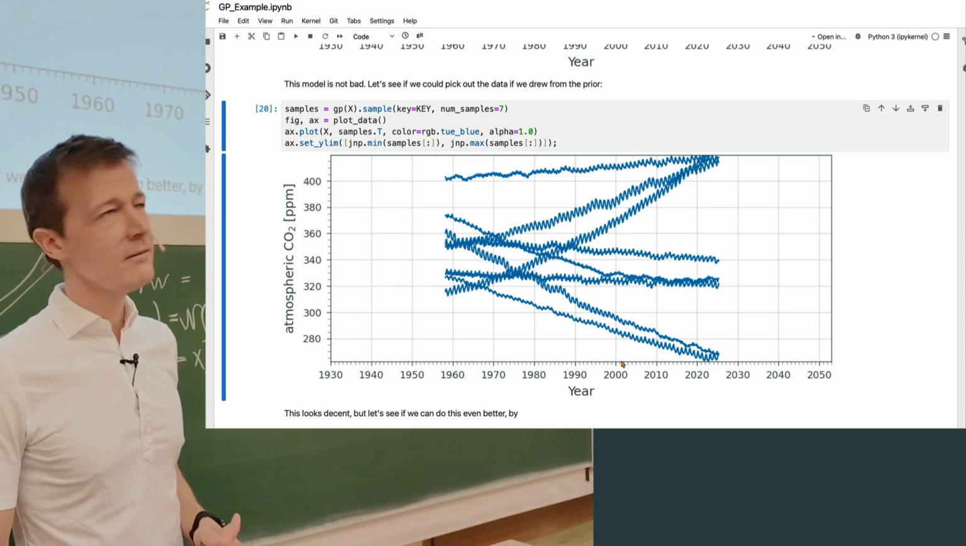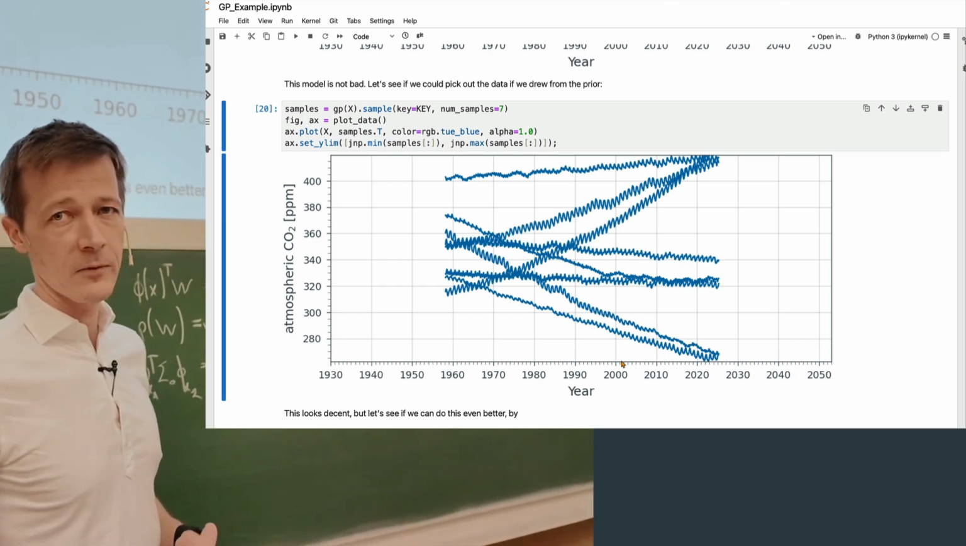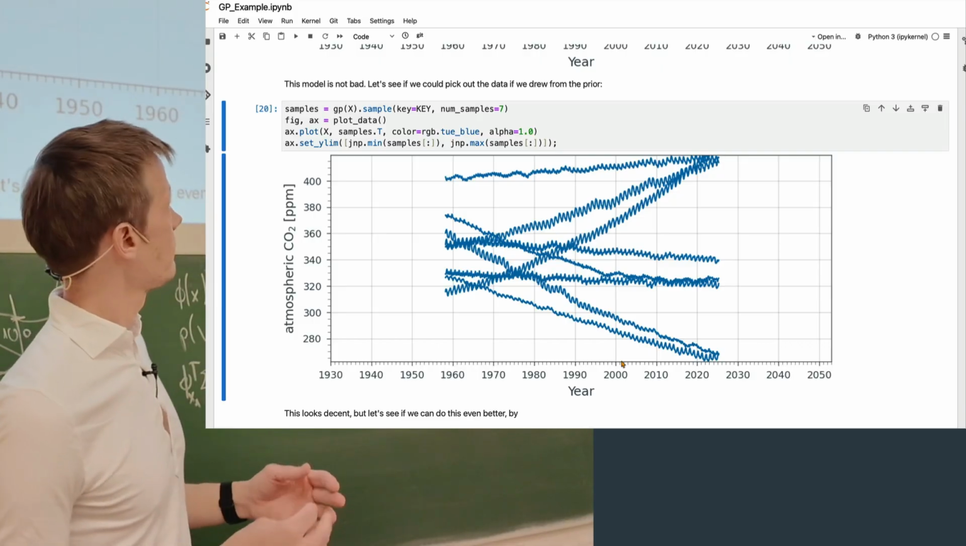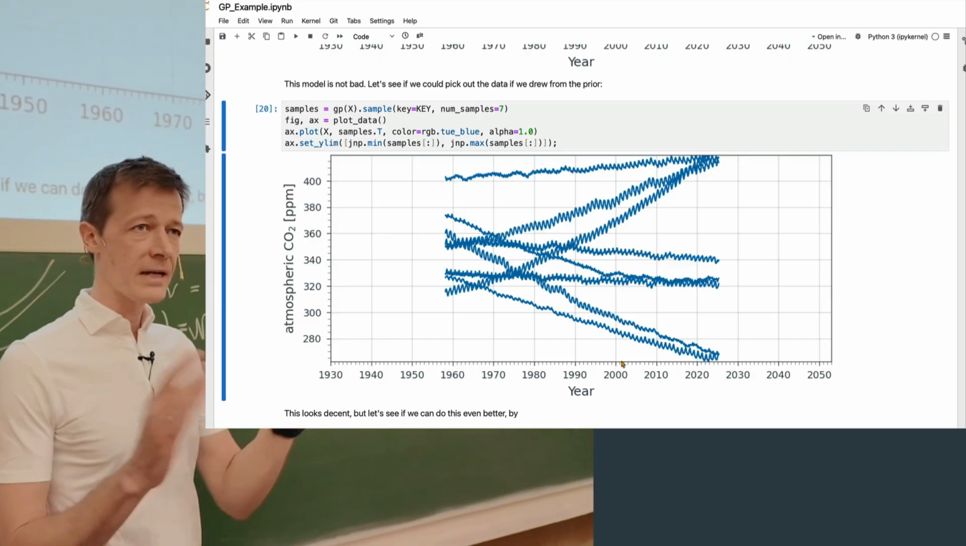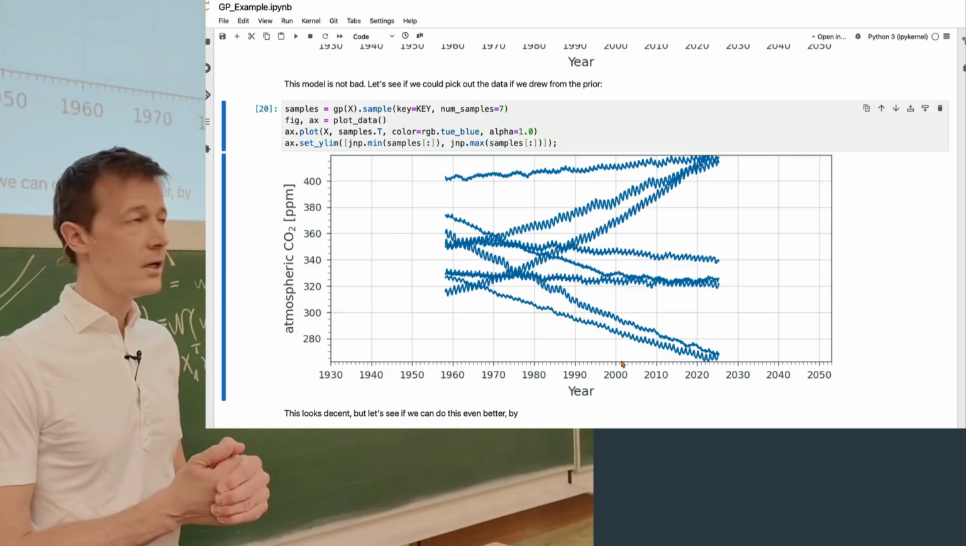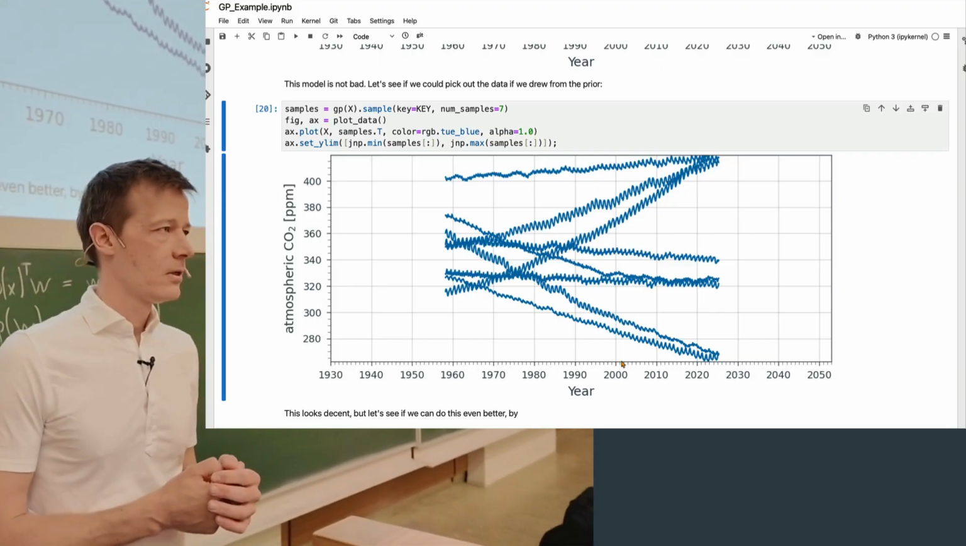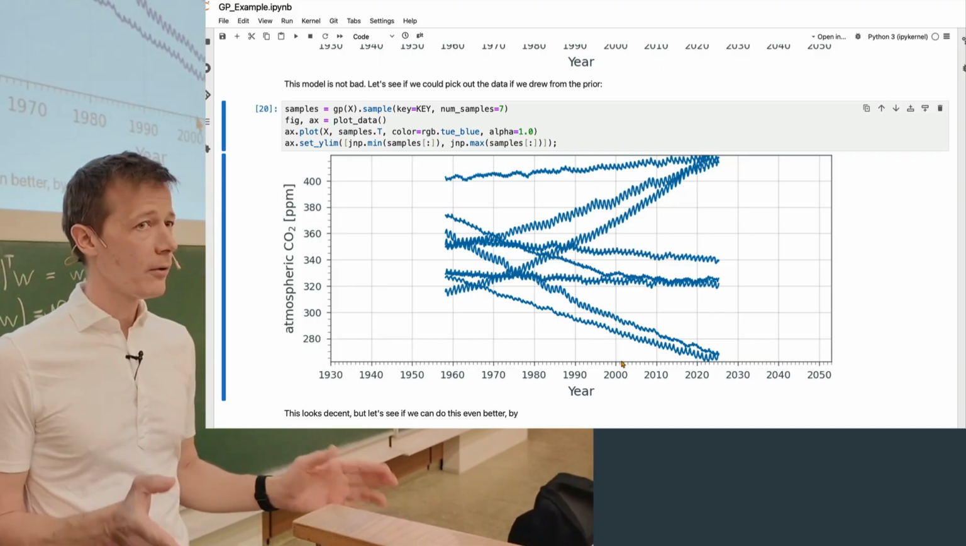But you'll probably agree with me that this is a much better model than what we started out with. It's not straight lines. It's not things moving on randomly without periodicity. It looks pretty decent, right? But it's not perfect yet. So after the break, we have more work to do.